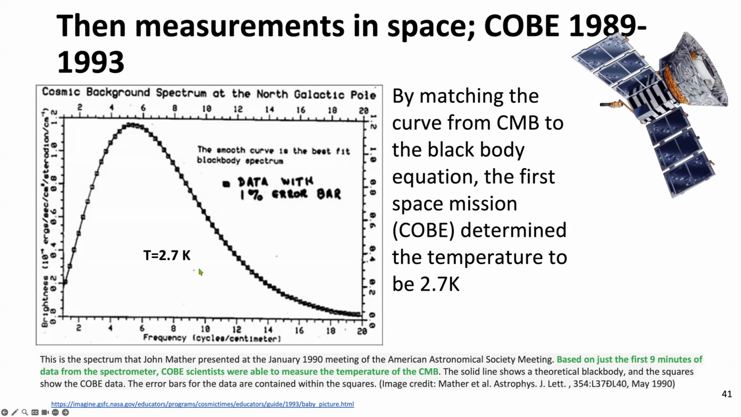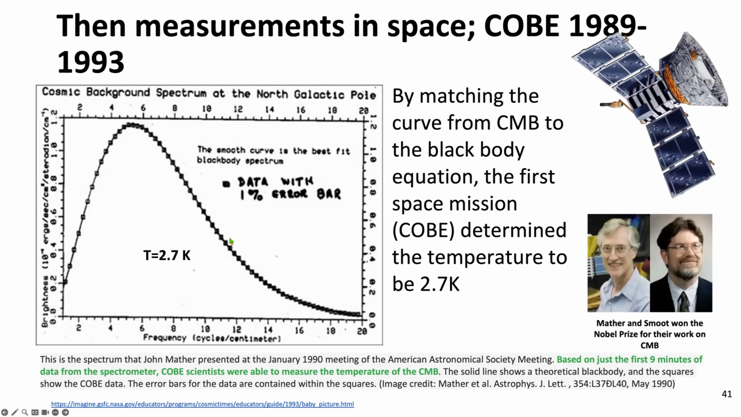And they tell me that when John Mather, one of the science leads for this spacecraft, showed this image at the meeting, the whole audience stood up and cheered because they had the first tangible evidence that the universe has a beginning. And we can see the remnant of that beginning in this black body curve. There's John Mather and his colleague George Smoot. They won the Nobel Prize for their work to build this telescope, this observation platform, and get this result. In an ethical world, Ralph Alpher would have been included with this pair.